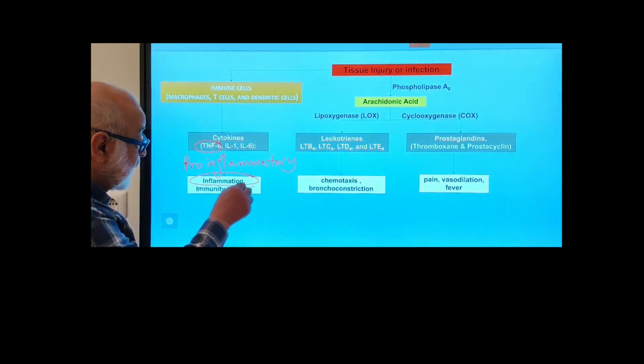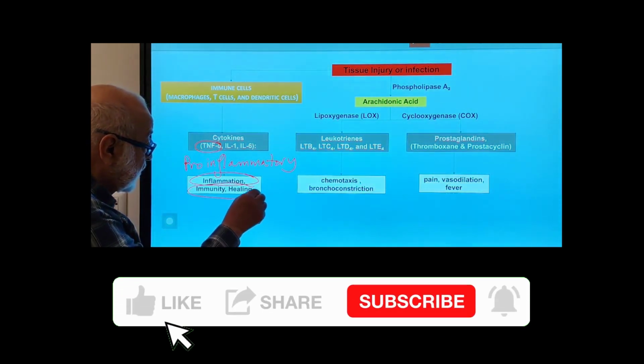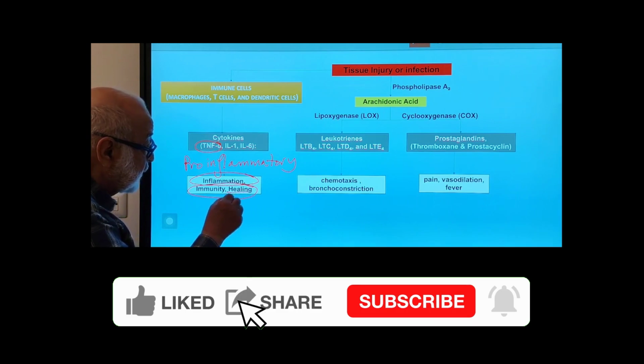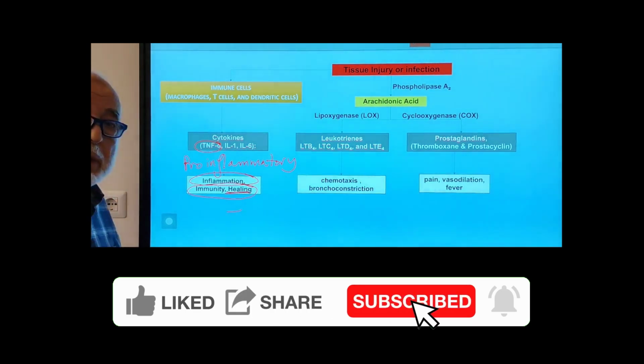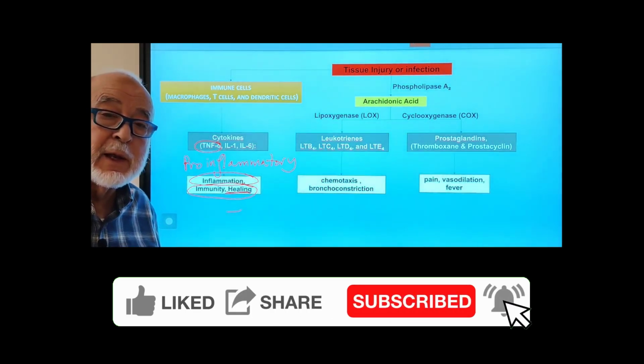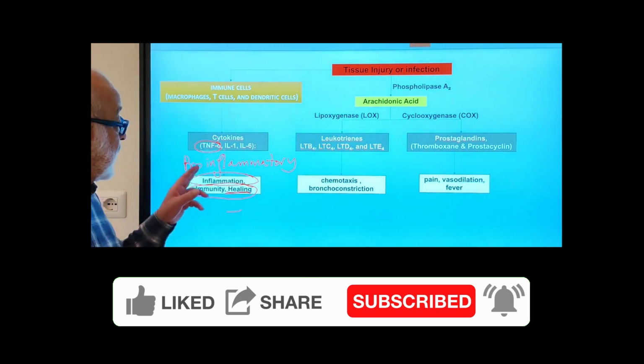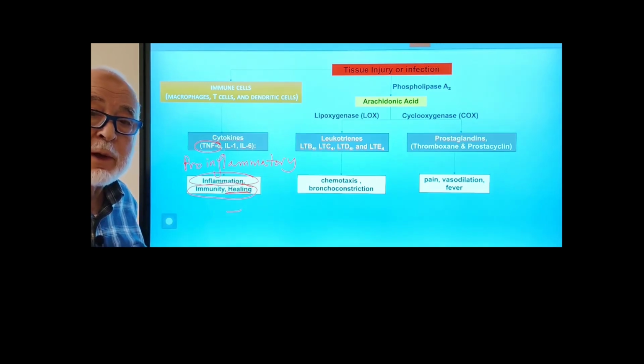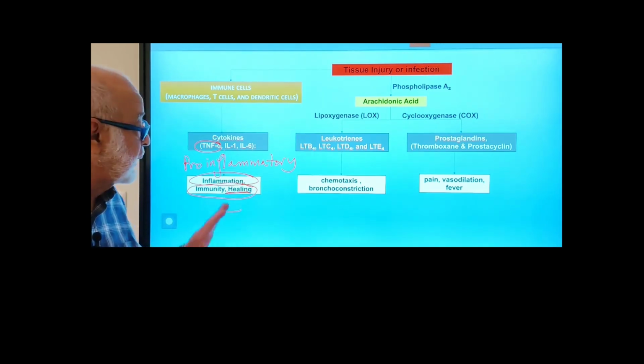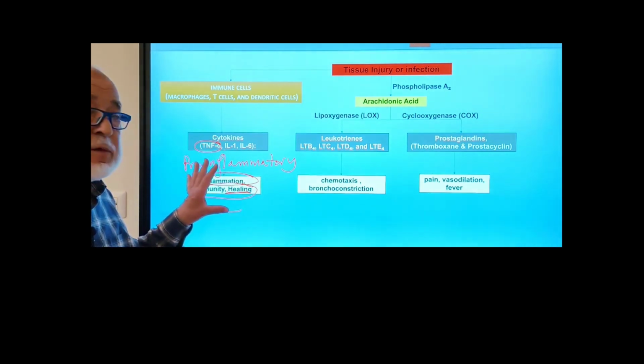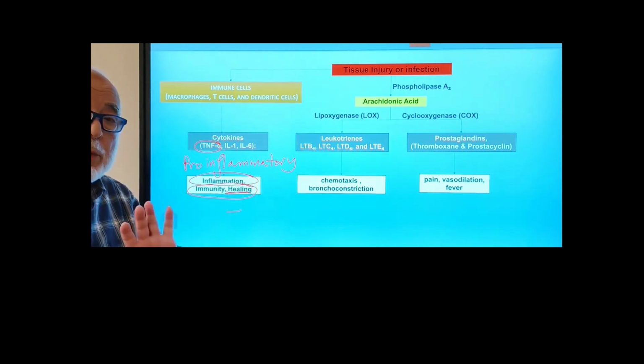Anti-inflammatory, not pro-inflammatory. The anti-inflammatory cytokines increase immunity and are involved in the healing process, like interleukin 10, interleukin 11, interleukin 13. Okay? So the cytokines, there are two.